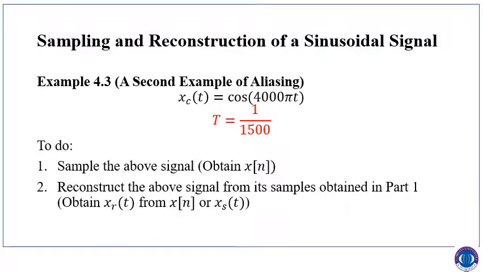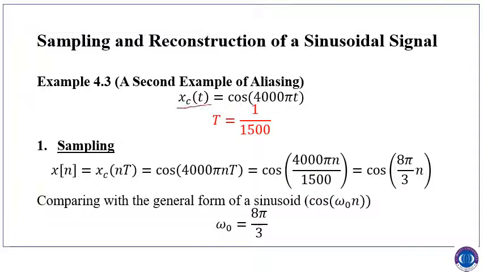Here is another example of aliasing. Our original signal is cos 4000 pi t. So the frequency here, capital omega naught, is 4000 pi. The sampling time is reduced to 1 by 1500, and we will sample this signal to obtain x of n, and from this x of n, or sampled impulses, we will recover the original signal. So let's move on to the next slide.